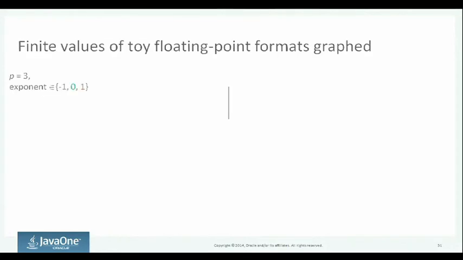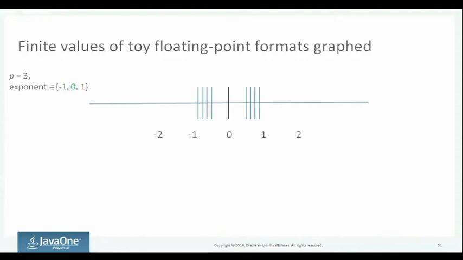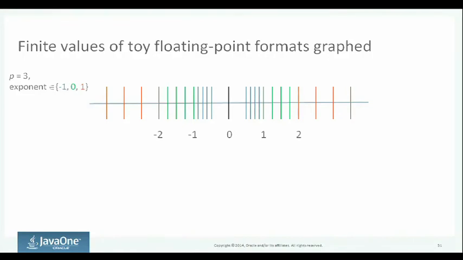Graphically, we can look at this too. So here's our real number line. And we'll start graphing the values where p equals 3, starting with the exponent of -1. So we fill those values in. So we see those are the ones less than 1. Then we fill in the values of the exponent equals 0, and the exponent equals 1. Now, one thing to notice here is that the distance between numbers goes up when we change the exponent. So when we change exponent values, the distance between numbers is twice as much as it was in the previous exponent. And that's a consequence of the properties of encoding we saw before.